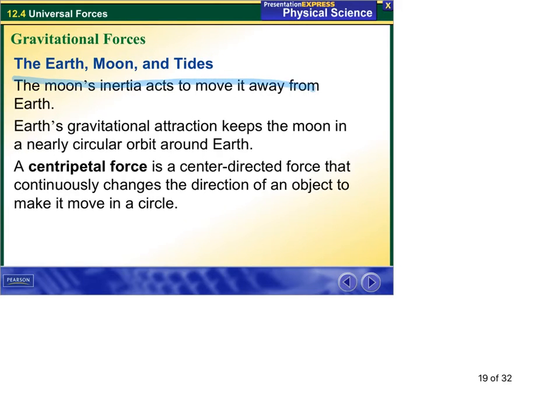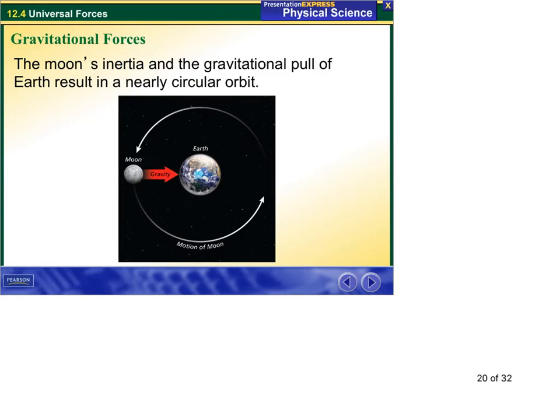The Moon's inertia is trying to make it move in a straight line and cause it to be moving away from the Earth. But Earth's gravitational attraction keeps the Moon in a nearly circular orbit. This is an example of what we call a centripetal force. It causes an object to move in a circle. So the Moon's inertia and the gravitational pull of the Earth make that nearly circular orbit.